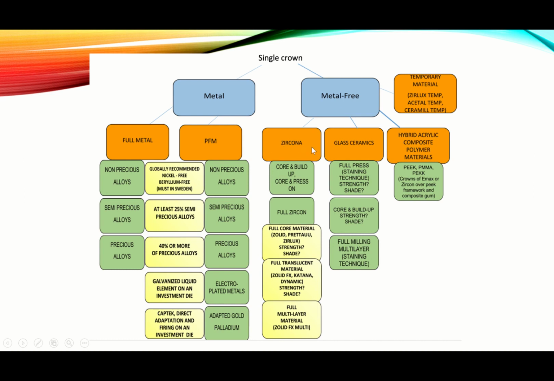There's zirconia, for example. Zirconia can be core and build-up. It could be core and pressed on, and both of these are layered. They consist of more than one layer. Then it could be a full zircon, and full zircon used to be the Zolid. We can discuss that: 3 mol yttria-stabilized tetragonal zirconia. And it could be full translucent zirconia, the newer ones, the 5 mol yttria-stabilized, and then there's the full multi-layered or the 4 mol yttria-stabilized.